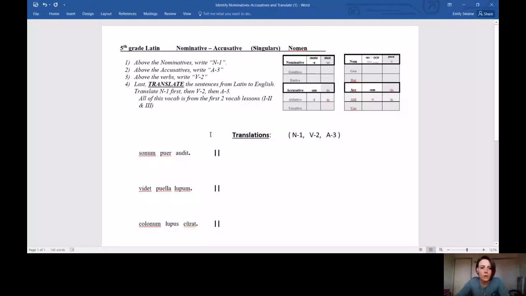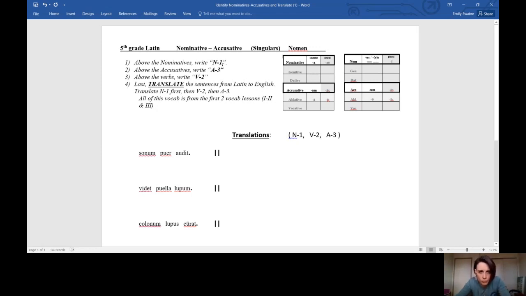Okay, so let's go ahead and look back at this worksheet. I'm going to pull it up. So the instructions said above nominatives, write N1. It's a little bit strange, right? We've not done that before. Then it says above accusatives, write A3. Again, kind of strange. And then finally it says above verbs, write V2.